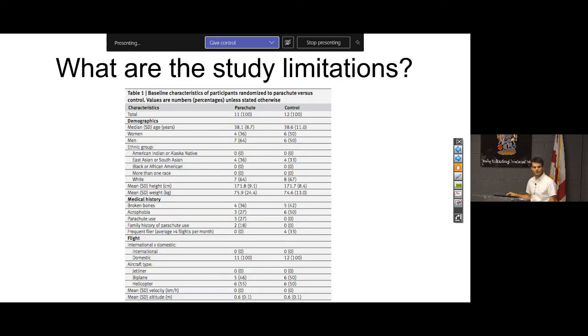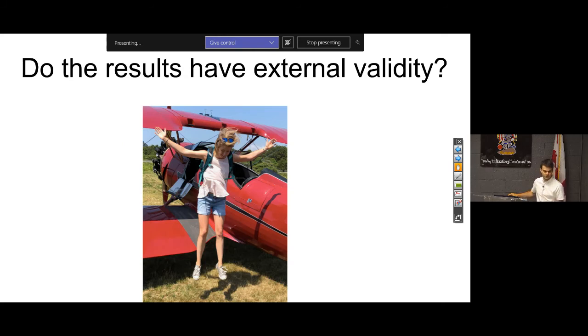Your next question is, what are the big limitations to this study? Can anybody sort of see the big limitation to this study in this chart? Everybody jumped out of the plane. Everybody. Exactly. What was the speed and at what height? And that's at the bottom. Do you notice what's at the bottom of that? Zero. This was a stationary aircraft. So not even in the air, jumping out at less than a meter of height.